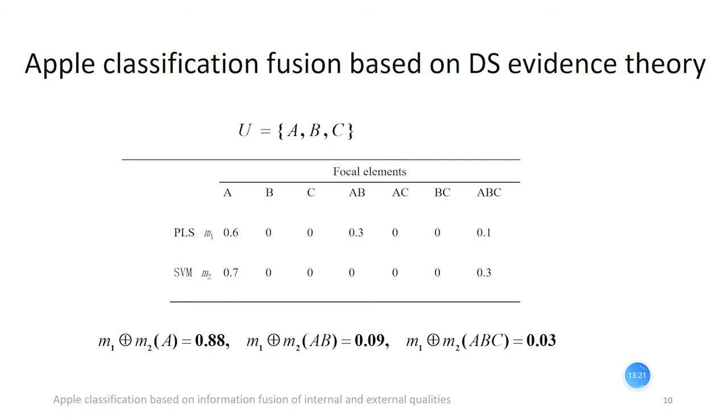Yet, when we combine the predictions together, the result becomes much more certain, with 0.88 to class A. Which means we are much more certain that this apple belongs to class A.